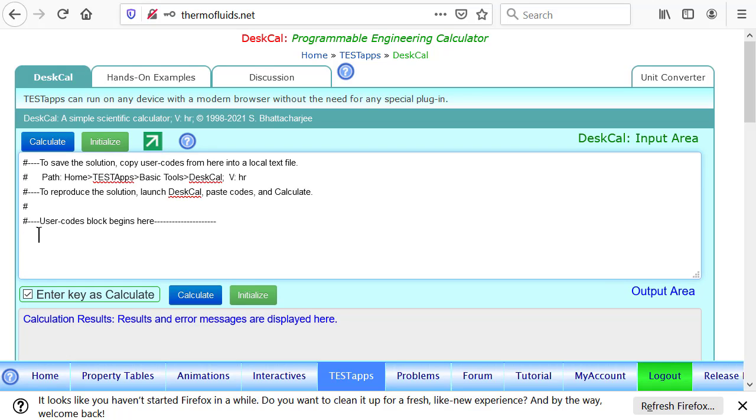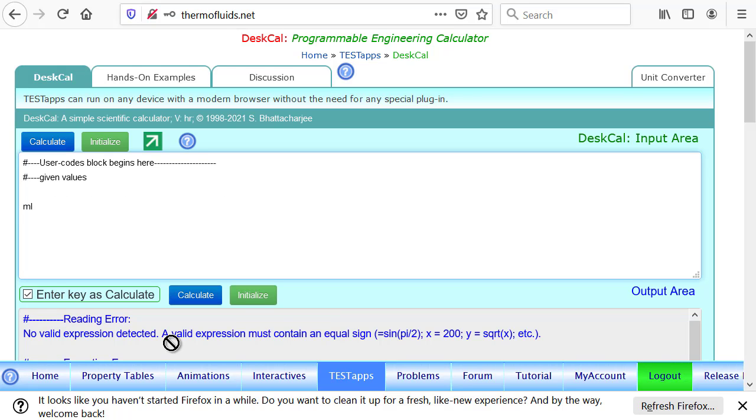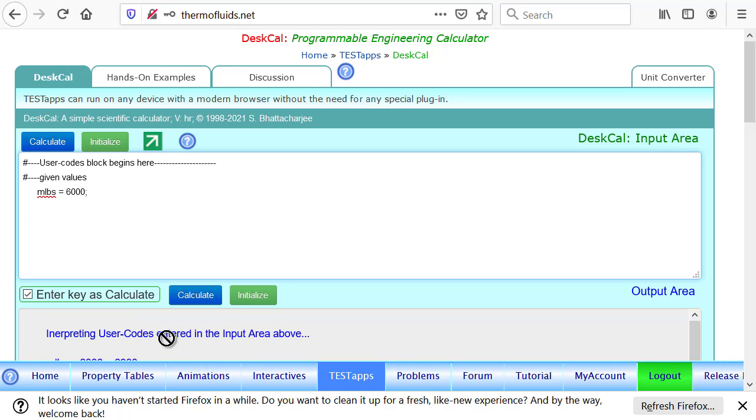So we start by clicking in the input area. Whenever you click calculate or the enter key as calculate, calculated values are displayed in the bottom half of the screen. The comment line begins with hashtag. So the first thing we'll write is the given values. What is given? Mass in pounds, lbs, is 6,000. Note how we always put the unit. Velocity at state 2 in mile per hour is 75.